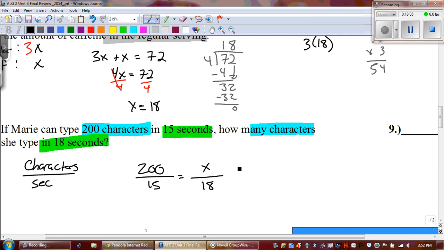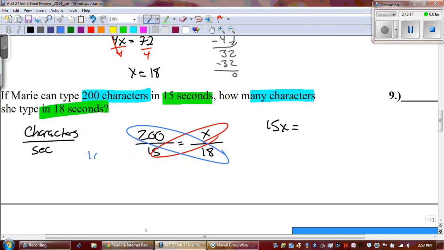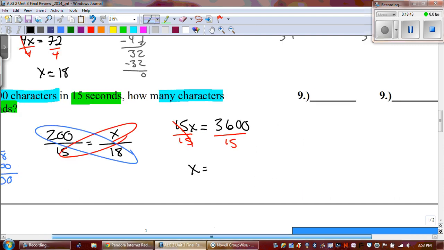Okay? So this is where we cross multiply. We get 15x equals, well, we got to do 18 times 200. I only did the 2 on the top because we've got those 2 zeros. Okay, and we get 3,600. And then the last part there to get our final answer, we would have to divide. No calculators, you little cheaters. Okay, let's do it old school.